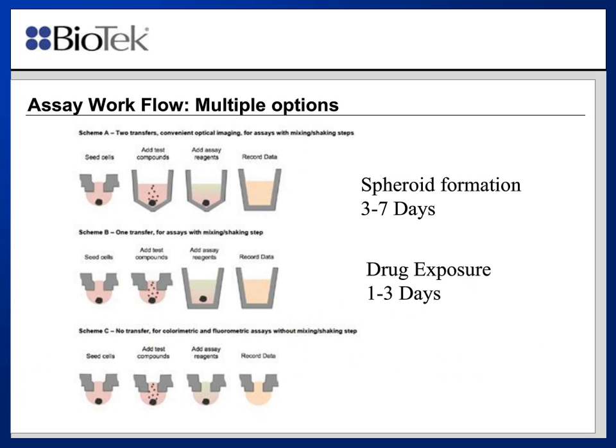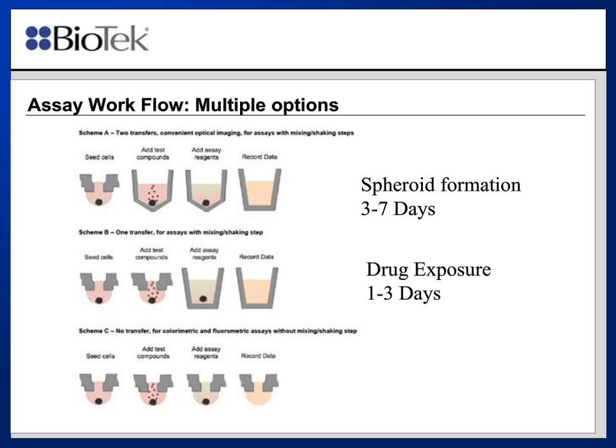There are several options for assay workflows. The top two here require transfer of the spheroids after formation to an assay plate for any reactions that may require mixing or shaking of reagents once added, or compounds. The third method, depicted at the bottom of the diagram, allows the entire assay to be performed in the hanging drop, and this is typically when no mixing or shaking is required, such as when the assay has a colorimetric or fluorometric readout.